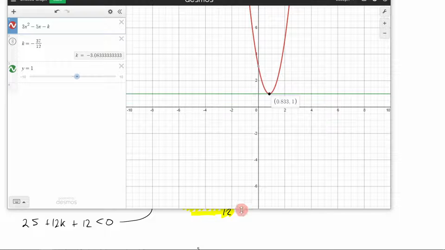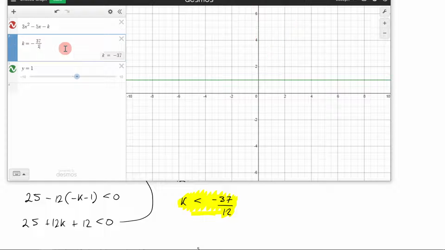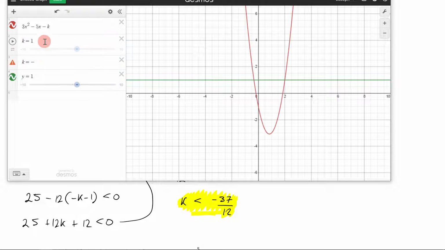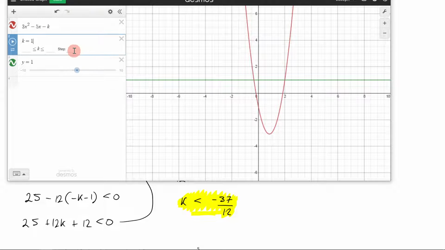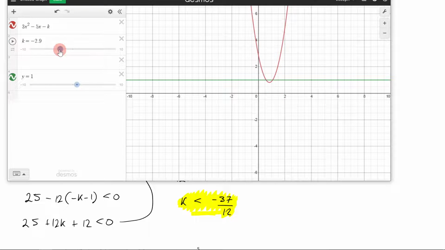Then what I'm saying is that if it's less than negative 37 on 12, so if I move that slider, do you see how it's now above it? And if I make it more, it's below it. But if I make it less than negative 37 on 12, it's always above that line right there. So that's a visual of what you're doing.